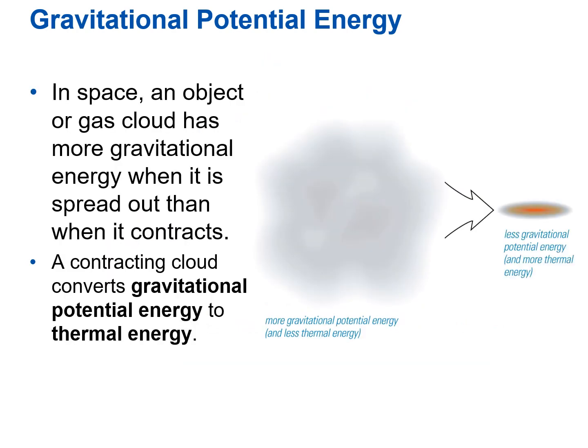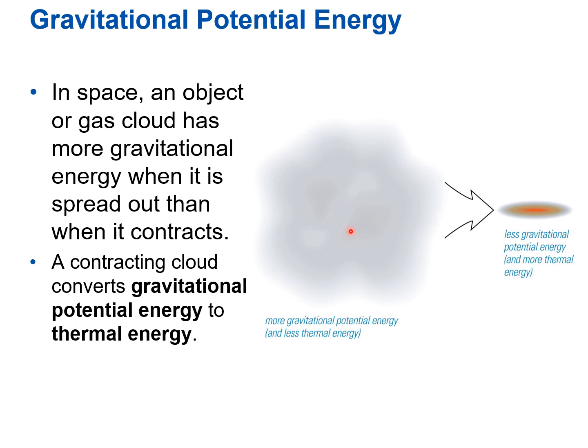How this relates to astronomy: in space, an object or gas cloud has more gravitational energy when it's spread out than when it contracts. And so we have here a large gas cloud. It could be several light years in size, and it will gravitationally contract. So you saw the ball falling down or the van falling off the cliff. Each of these is going to go in towards the center. So there is no up or down in space, but rather gravitationally, everything in this cloud, all the molecules get pulled in towards the center.